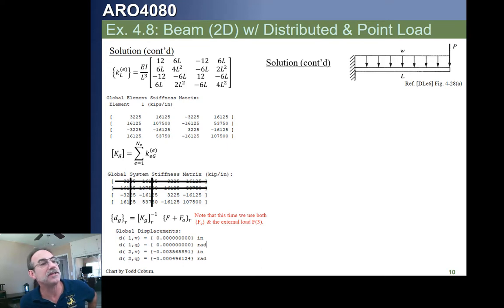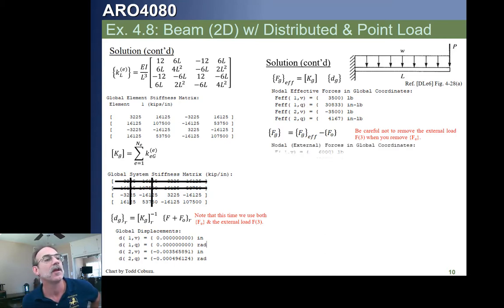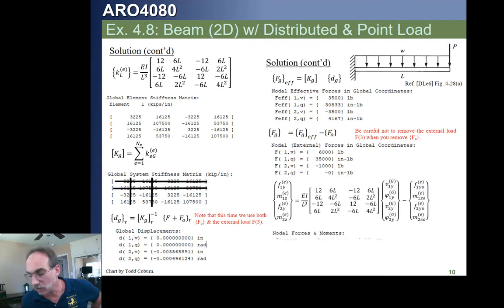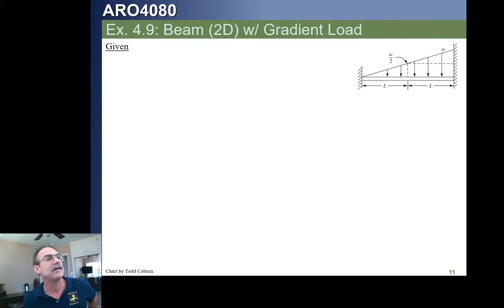We then use those displacements to calculate the effective forces. We then subtract the FO from the effective forces. We're not subtracting that P part of the force, we're subtracting only the FO parts. We then use the global deflections against our stiffness matrix, subtracting out our applied loads, our simulated loads, to get the element forces and moments. Does that make sense? Okay.